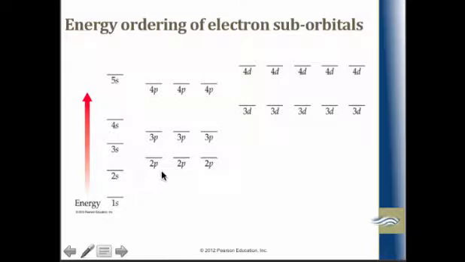It's important for you to see that the 3d's are actually a little higher in energy than 4s. So we have the unique aspect that atoms that have electrons filling these orbitals will actually fill 4s before they fill their 3d's. And we'll explain that by the use of the periodic table.